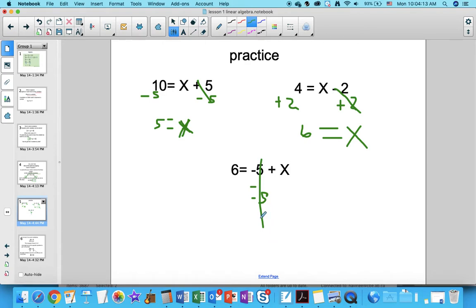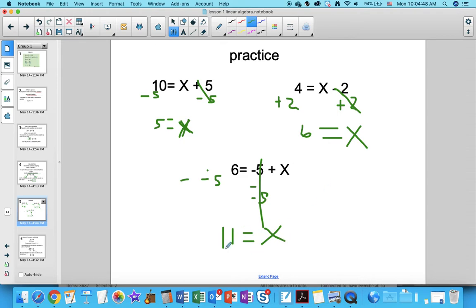So whatever I do to one side, I do to the other. I'm going to take away minus 5 minus negative 5. Well, if you're taking away negatives, you're becoming more positive, right? And that's a tricky thing with integers. If you're taking away negatives, you're becoming more positive. You're taking away the bad. So this is basically just like saying adding 5. So that would make it 11 equals x.